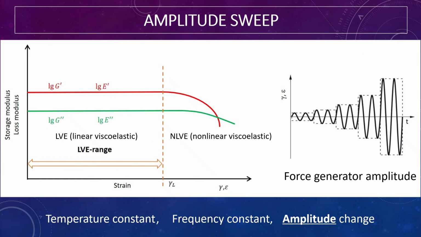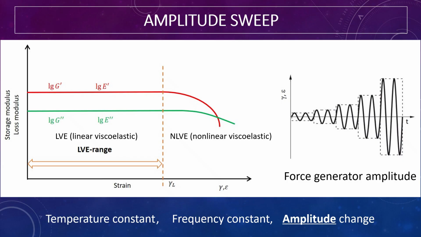And then for amplitude sweep, the temperature is constant and the frequency is constant. Only the amplitude is changed. Usually we force the distance, not the force, in the force generator. And from the graph, we can see the storage modulus and loss modulus are constant over some distance, which is called the LVE range, the linear viscoelastic range. And after that is called the non-linear viscoelastic range.